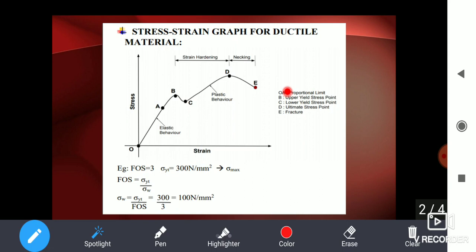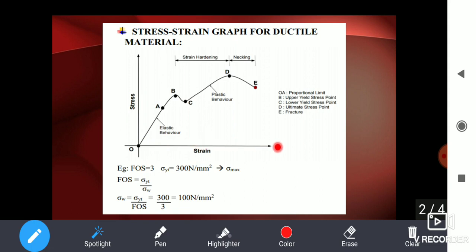So from point O to A, it's actually an inclined line. It is not a curve. Here we are getting a linear relationship between stress and strain. So O to A, or OA, is called the proportional limit. It means when we keep on increasing the stress value, the strain value will also be increasing.